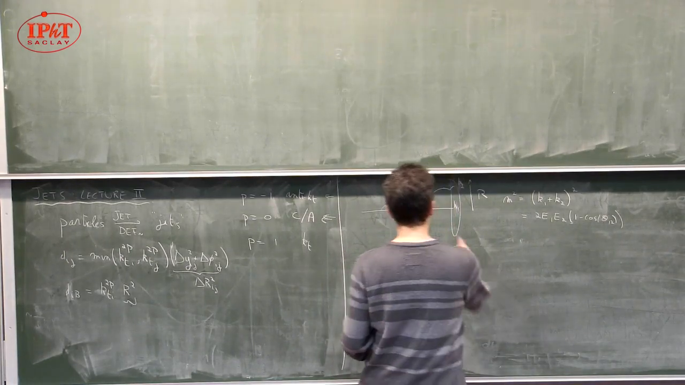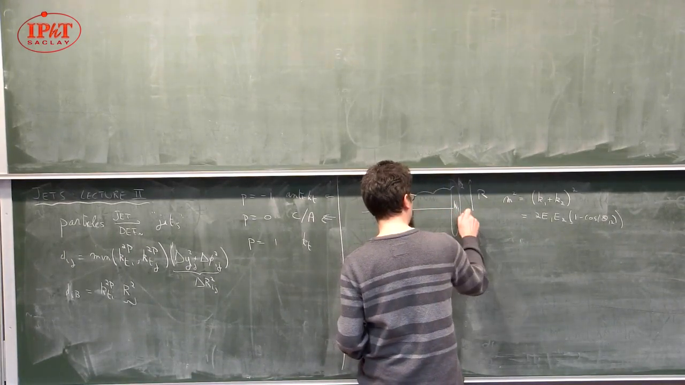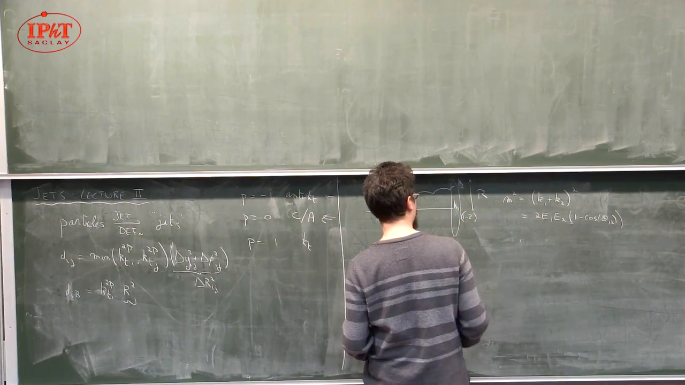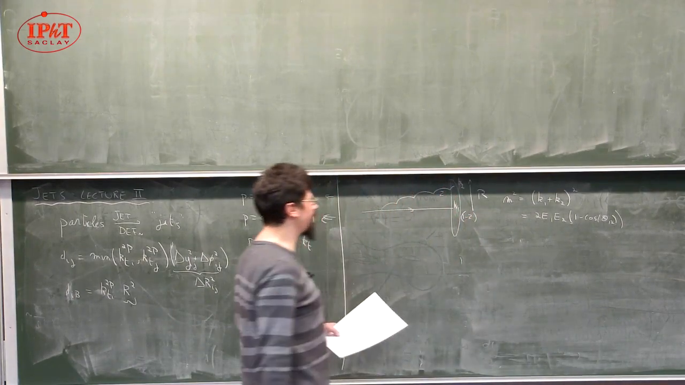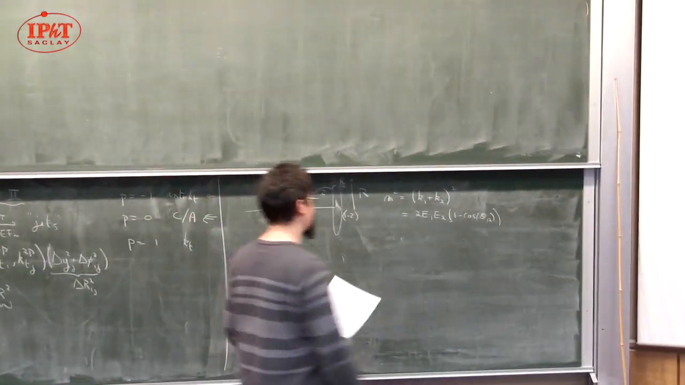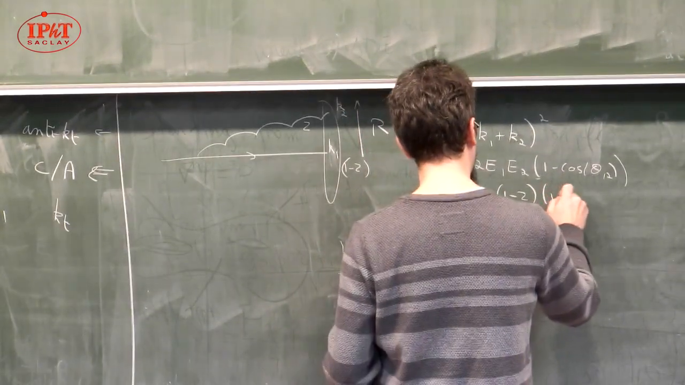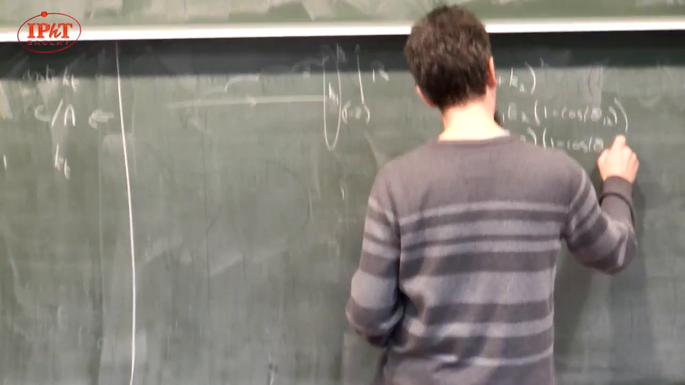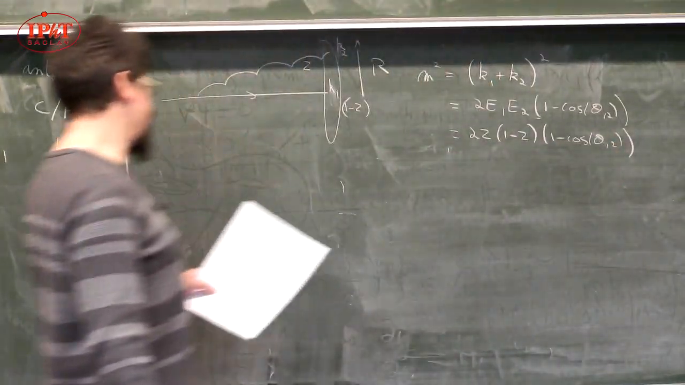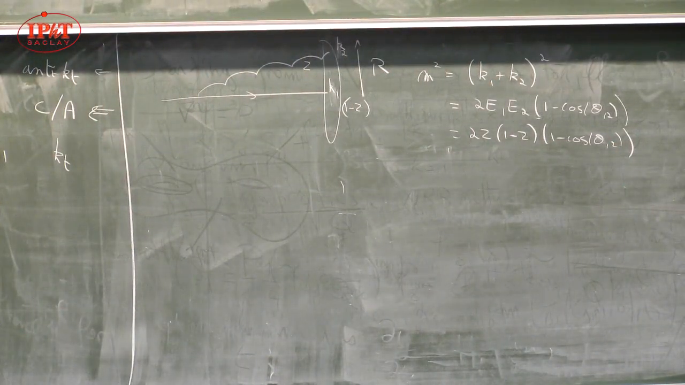And I'm going to say that this has a fraction 1 minus z of the total energy, and this has a fraction z of the total energy. So at the end of the day, this is 2z(1 minus z) times (1 minus cos theta 1,2), and for the sake of the argument, at the moment, there's an E squared, thanks.